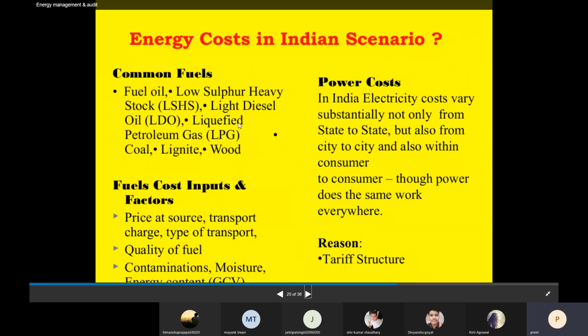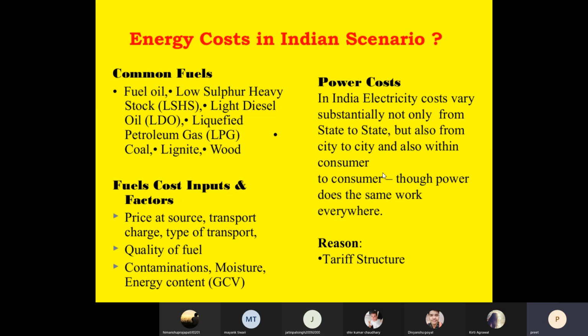Okay, so energy cost in the Indian scenario will depend on some common factors. This is your common fuel. The main energy cost occurs on fuel. Power cost: Indian electricity cost varies substantially, not only from state to state but also from city to city. You are well aware of this. The cost of 1 unit of energy in Rajasthan may not be the same as in Delhi, or in Uttarakhand or whatever state. It varies from state to state, and sometimes even from city to city.